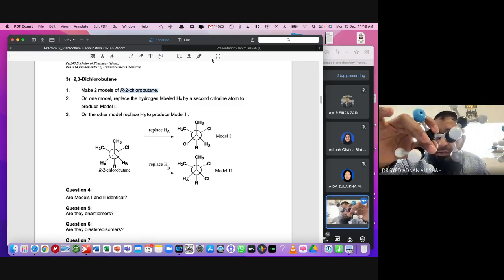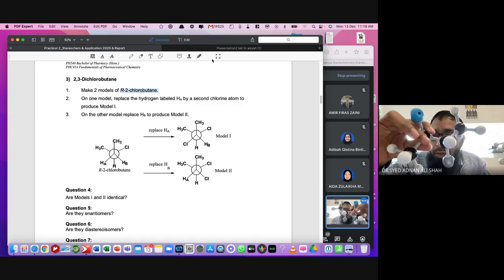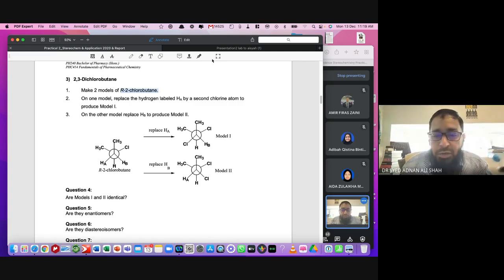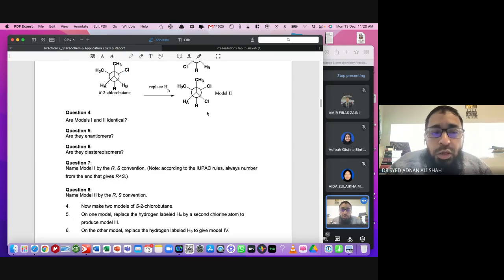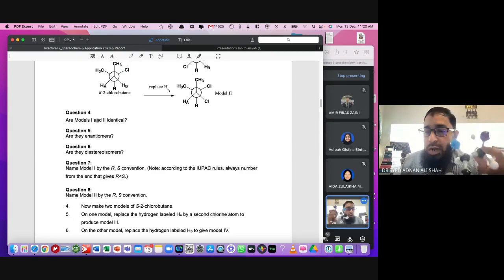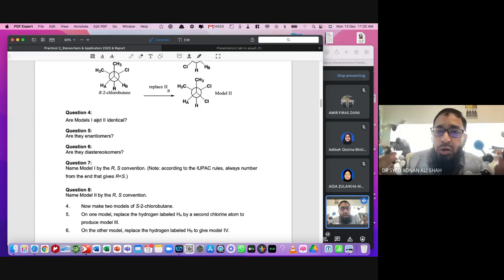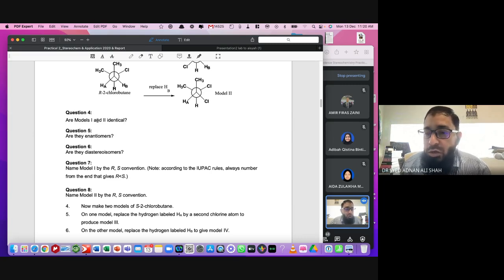Are these models the same? No, right? They are different models. I'm not telling you all the answers, right? So if they are not identical, whether they are stereoisomers or not, you have to answer, are they enantiomers or not? Enantiomers, I already told you the definition. If the molecules are mirror images of each other, and non-superimposable, then they are enantiomers, right?